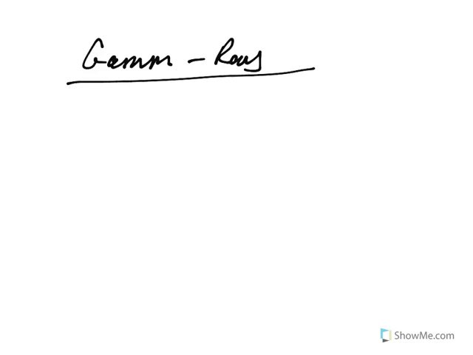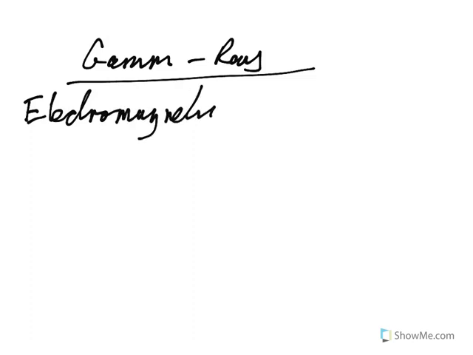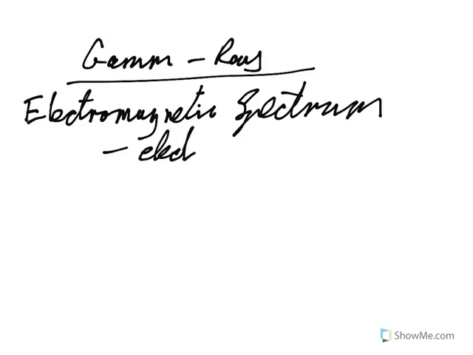Alright, now the next one is actually not a particle. It's gamma, and it's called a gamma ray. Now why do we call it a ray? Well, because it's part of the electromagnetic spectrum. So it's an electromagnetic wave.